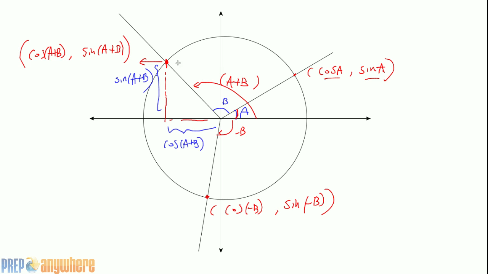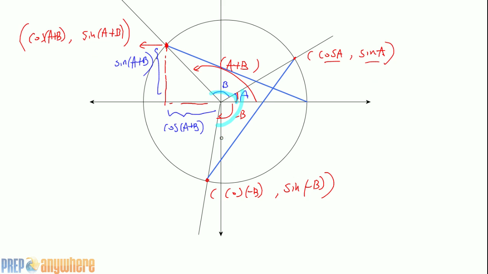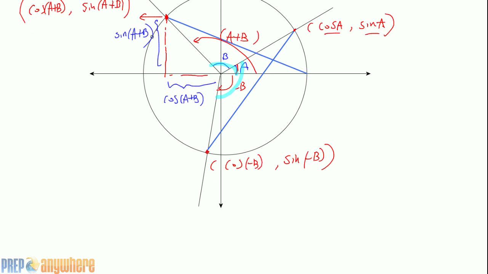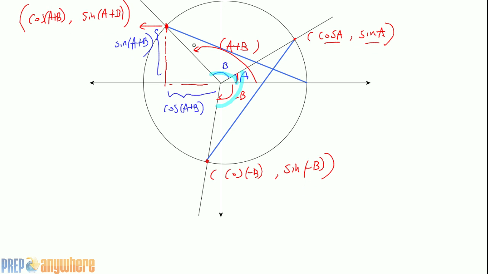Okay, so do you see that this chord of the circle would have to be the same length as this chord of the circle, because they both have the same central angle, A plus B and A plus B. Okay, so let's get an expression for the distance for line 1. Let's call this one line 1. Let's call this one line 2.